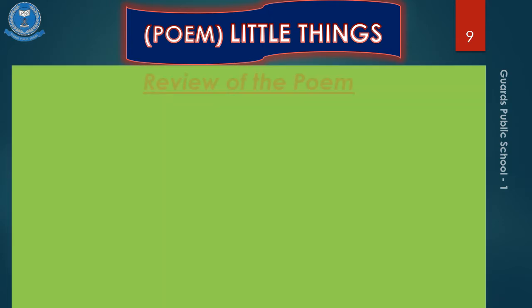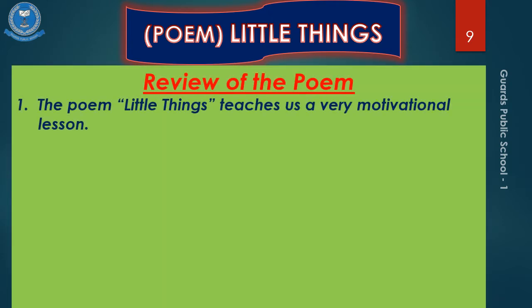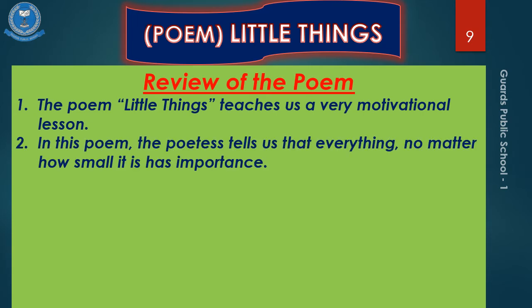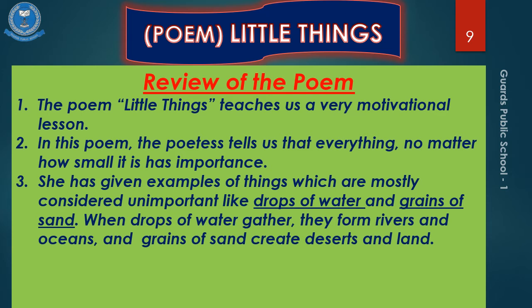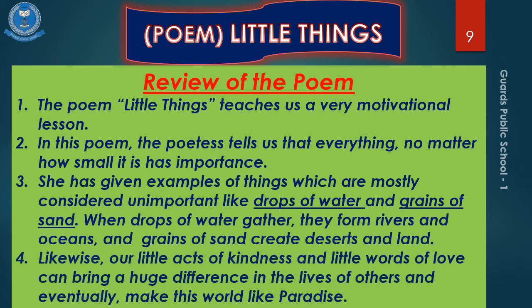Now let's review the poem. The poem Little Things teaches us a very motivational lesson. In this poem, the poetess tells us that everything, no matter how small it is, has importance. She has given examples of things which are mostly considered unimportant, like drops of water and grains of sand. When drops of water gather, they form rivers and oceans, and grains of sand create deserts and land. Likewise, our little acts of kindness and little words of love can bring a huge difference in the lives of others and eventually make this world like paradise.